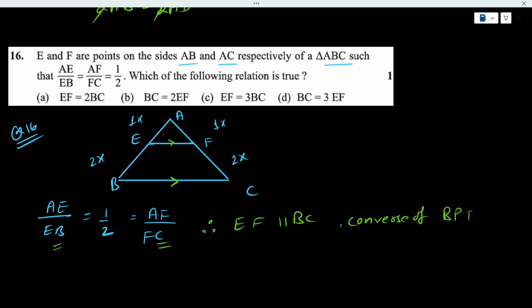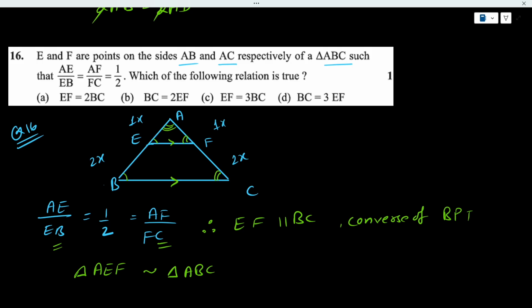Now, why are we taking this parallel to this? The moment this is parallel, you know that the corresponding angles are equal. So angle AEF will be equal to angle ABC, angle AFE will be equal to angle ACB, and angle A is common in both the triangles. So, using AAA similarity, triangle AEF is going to be similar to triangle ABC. Correspondence: E corresponds to B, F corresponds to C, A corresponds to A.